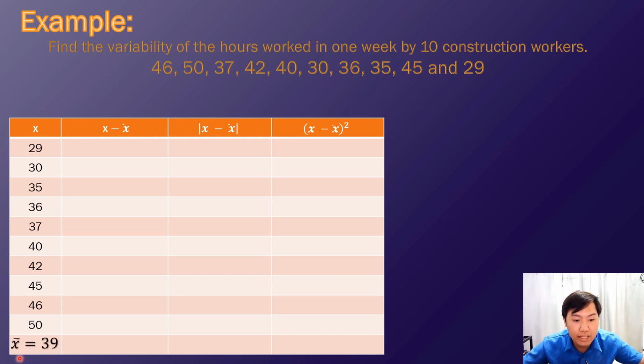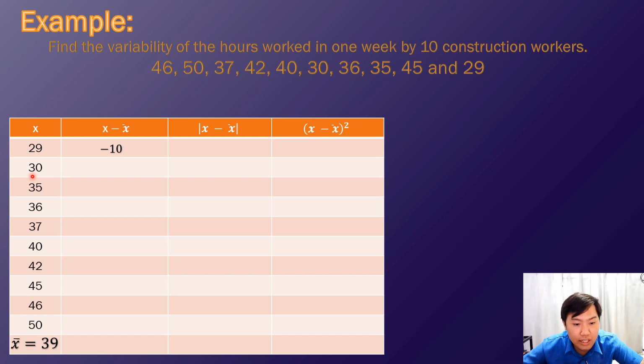So our mean is 39. Ngayon, ang susunod nating column na isasagutan ay isusubtract natin yung x sa mean. So, x minus mean. So, ito yung x natin, 29, minus yung mean, magkakaroon tayo ng negative 10 na sagot.